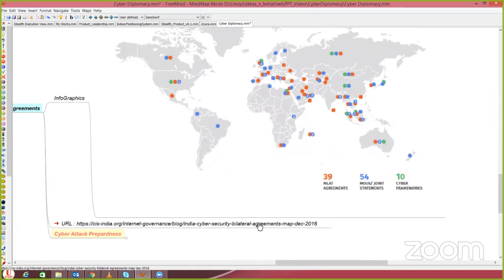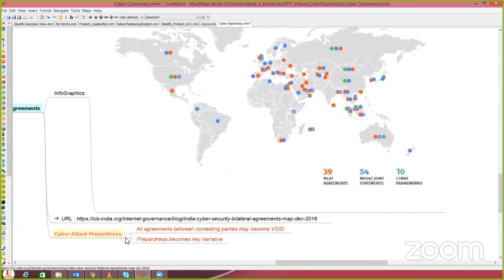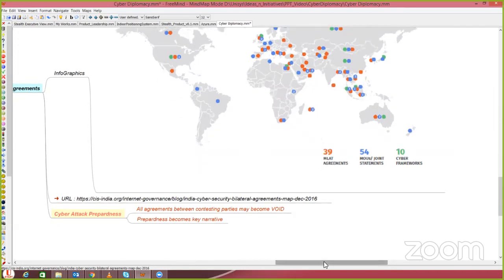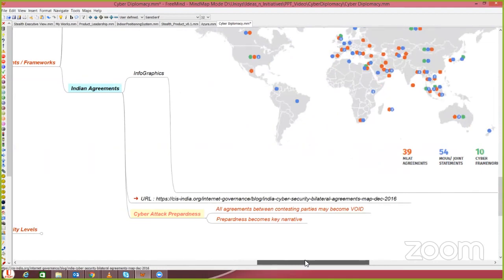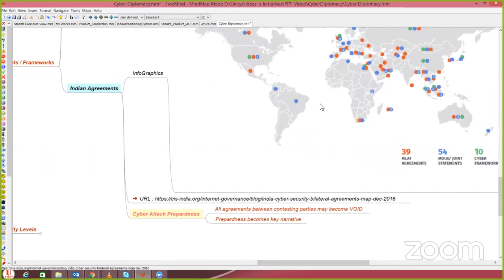This mind map takes me to a place where there is an Excel sheet which contains all the agreements made by India to prepare itself for various forms of cyber attacks or anything like that, right? The key thing in this whole space is preparedness, because once there is any kind of challenge between nations, most of the time, as we have seen from the First World War and Second World War, all forms of agreements become void, and it comes back to only one thing: preparedness. That becomes our key narrative.